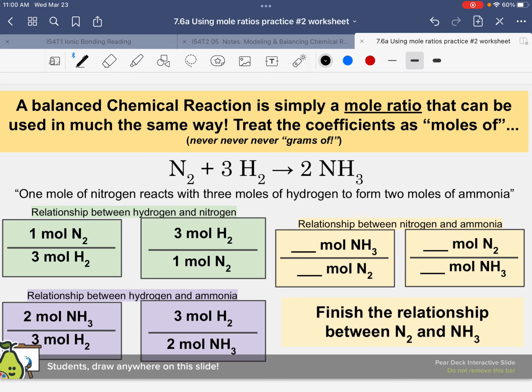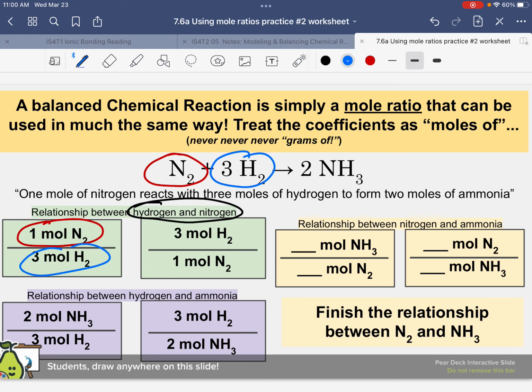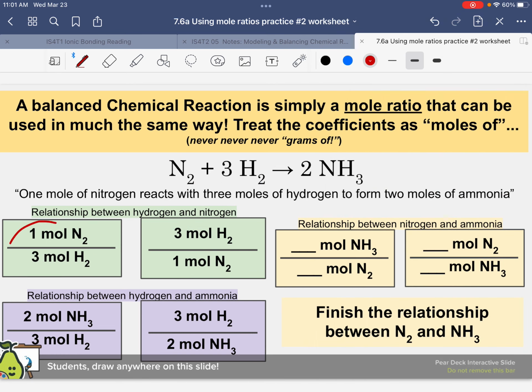Knowing that, we basically have a bunch of ratios here. I can compare hydrogen and nitrogen, and you can see that 1 mole of nitrogen reacts with 3 moles of hydrogen, and I can write it with nitrogen on top and hydrogen on bottom, or the other way around. Those two things are equivalent. They are the same thing. It is the same to say 1 mole of nitrogen reacts with 3 moles of hydrogen as it is to say 3 moles of hydrogen reacts with 1 mole of nitrogen. They are saying the same exact thing.